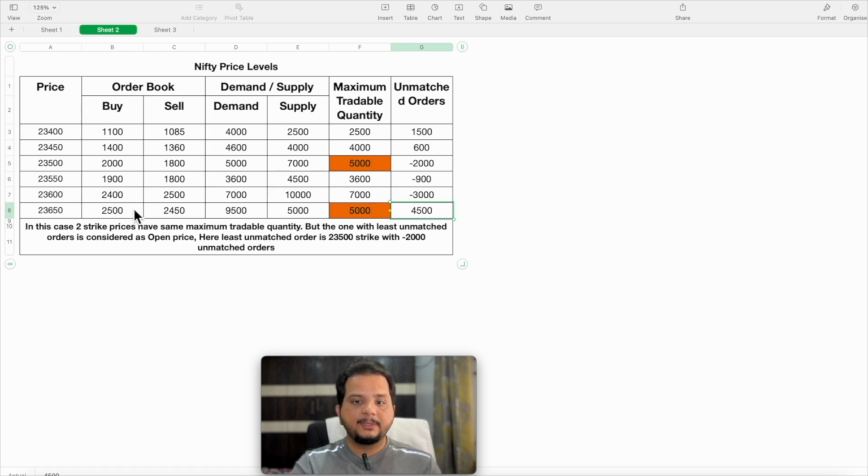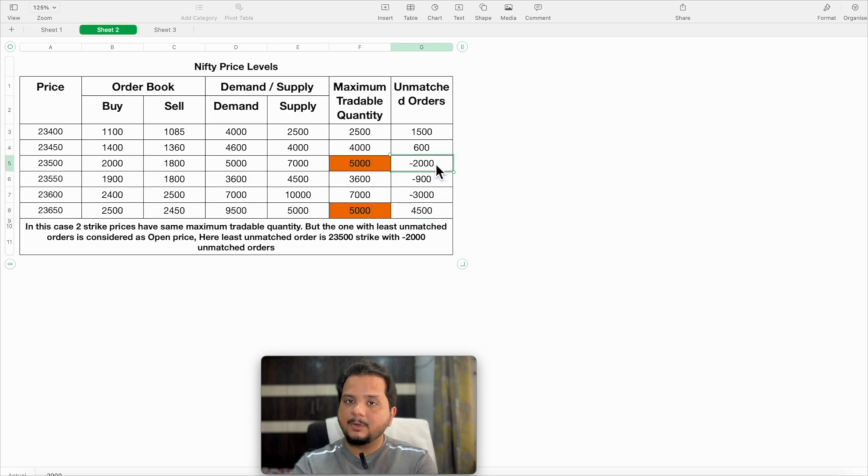So how do we decide now? Both 23,500 and 23,650 have the maximum traded quantity. But in this scenario, what happens? The least number of unmatched orders becomes the opening price for the current session. And what is the unmatched order here? The maximum traded quantity is the same, but the unmatched order for 23,500 is 2,000 quantity and for 23,650 is 4,500 quantity.